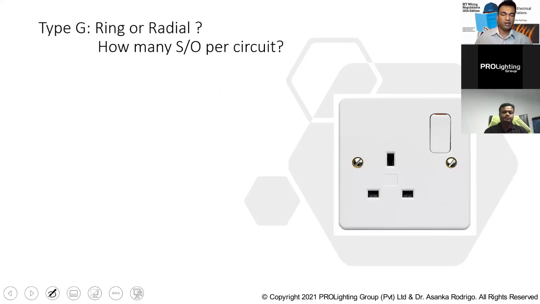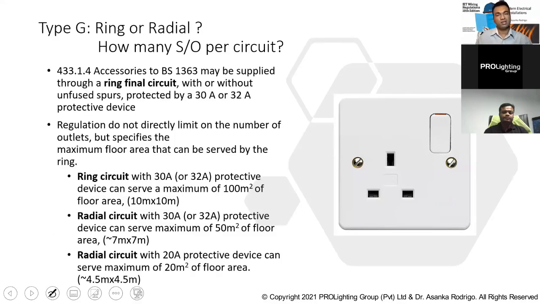But it is not like that. You can go with the ring circuit or radial circuit, depending on the requirement. Either you can wire them using a 13 ampere ring circuit, or a 13 ampere radial circuit, or a 20 ampere radial circuit. If it is 20 ampere, then your protective device is 20 ampere, and it should be a radial circuit.